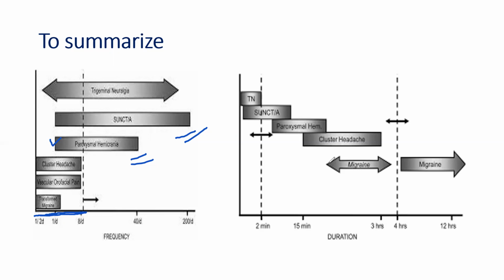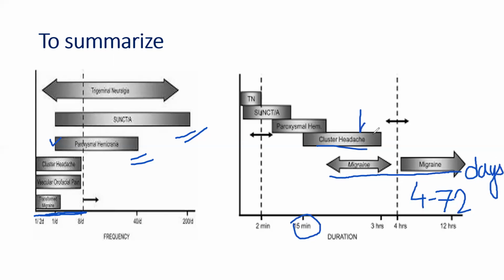In case of duration, as you can see, migraine is the headache of some days. It can last for 4 to 72 hours. So it is the headache of days, not 1 day. The cluster headache is the headache of 1 day, particularly most of the time. So it is a headache of some hours. So migraine is the headache of some days. Cluster is the headache of some hours, particularly 2 to 3 hours.